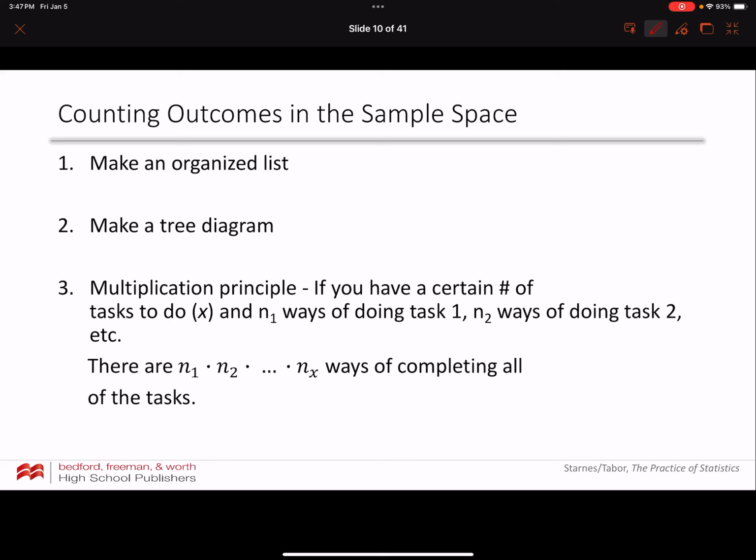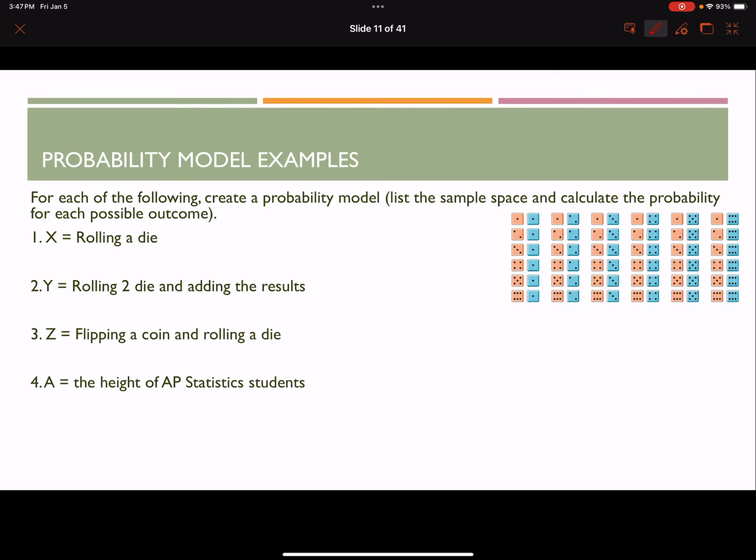So we already talked about how I can come up with the denominator of that fraction. I need to come up with the total number of elements in my sample space. So these are the ways we talked about: organized list, tree diagram, multiplication principle, right? All right, let's go through some probability model examples.